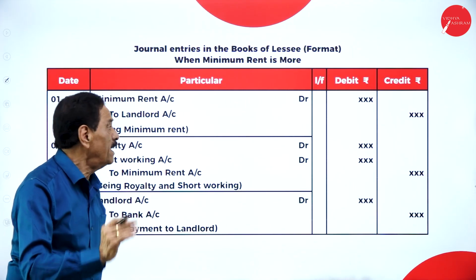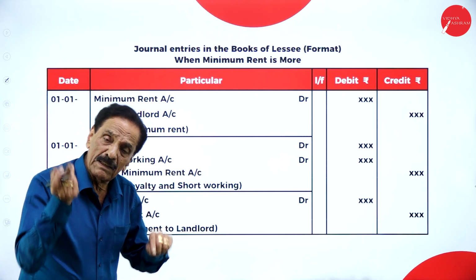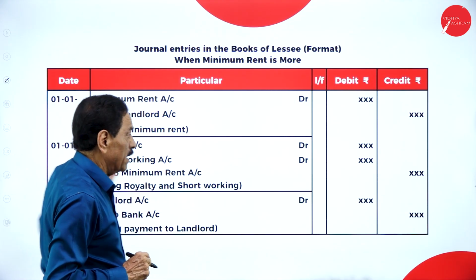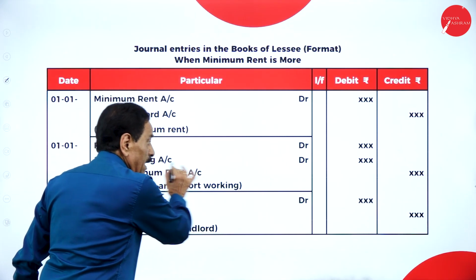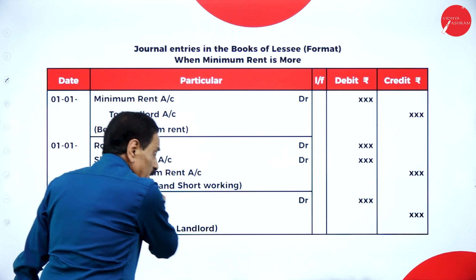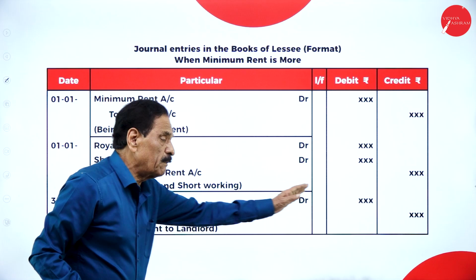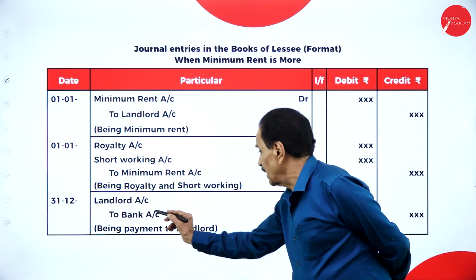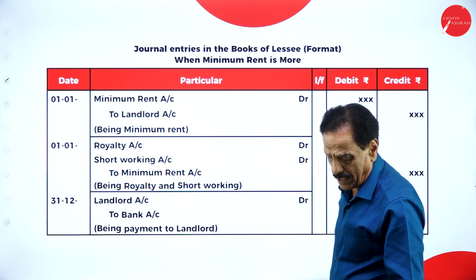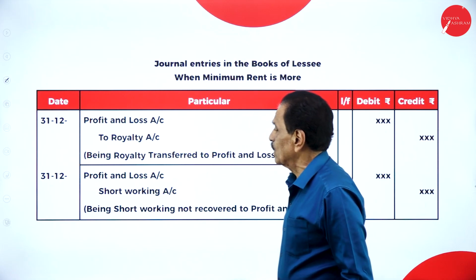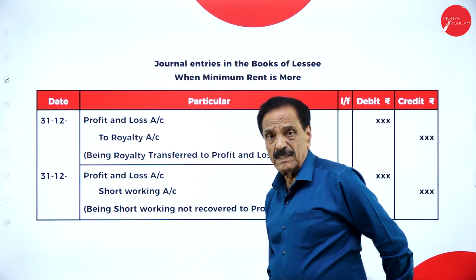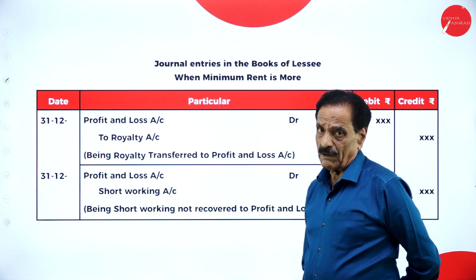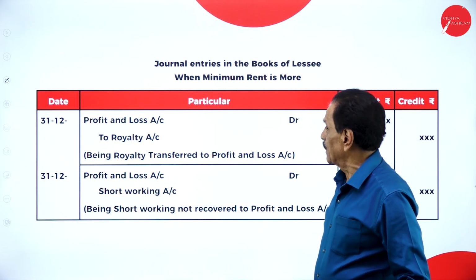Shall I repeat once again? If the minimum rent is 10,000 but the earned royalty is only 8,000, how to pass the entry? Minimum rent account debit to landlord account 10,000. Royalty account debit 8,000, short working account debit 2,000, to minimum rent account 10,000. Then you pay the 10,000: landlord account debit 10,000 to bank account 10,000. Then profit and loss account debit 8,000 to royalty account 8,000. If the short working is not recovered, it will be transferred to profit and loss account.